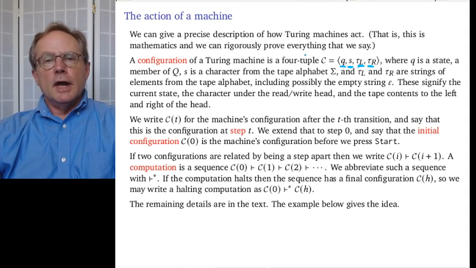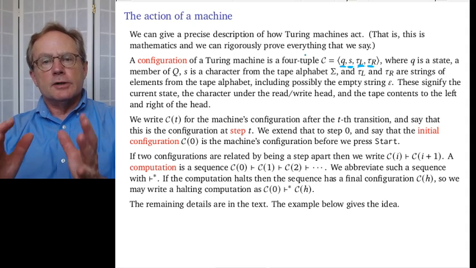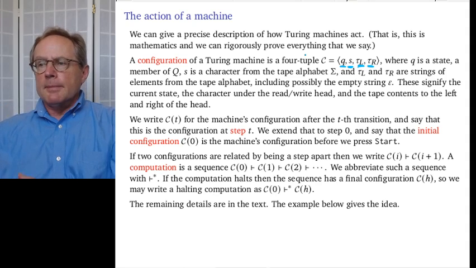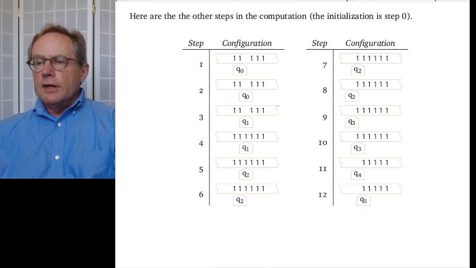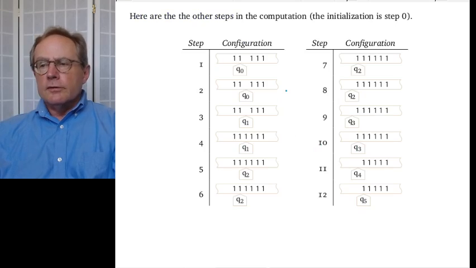So a configuration is a snapshot. It's a picture of exactly what's happening at any moment. And I'm going to skip backwards. I try not to skip around too much. But these are configurations. This is a graphical picture of a configuration.